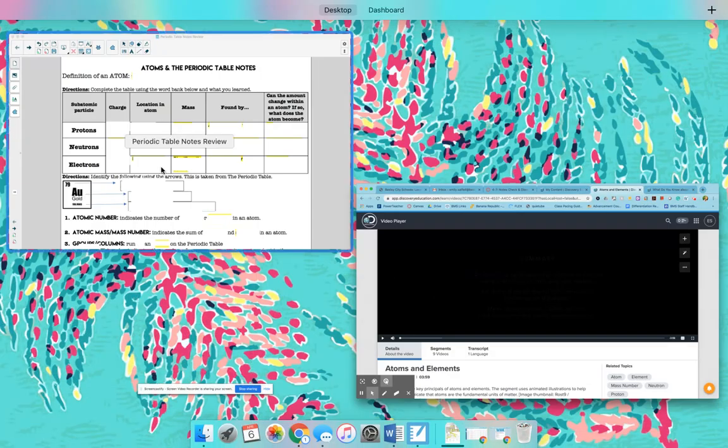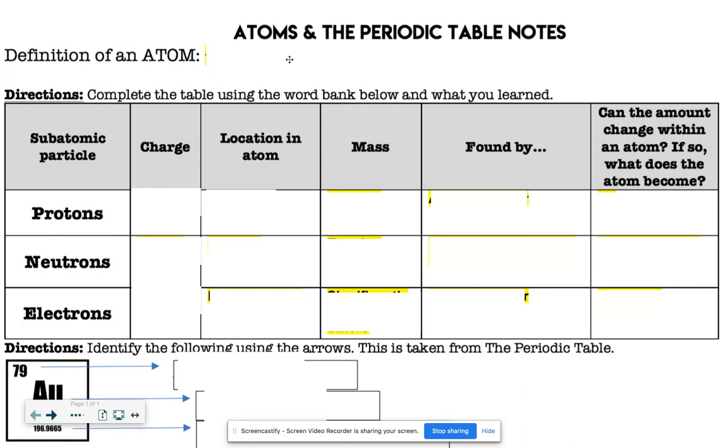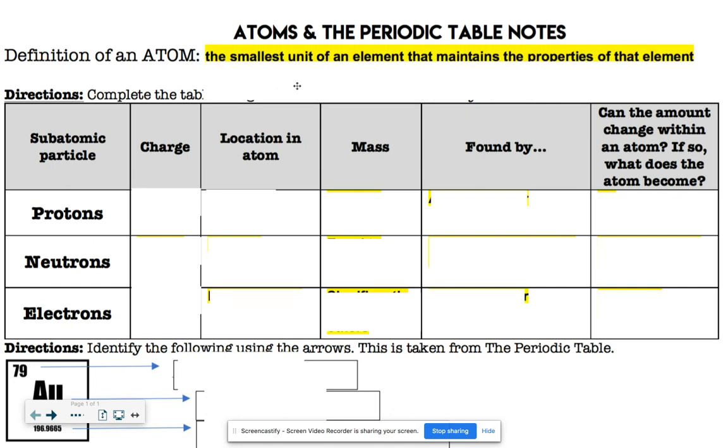All right, so based off of what you just learned, let's go ahead and look at these notes. So the definition of atom is basically anything that is matter, but it's the smallest part of matter. So the smallest unit of an element that maintains the properties of that element. So yes, electrons are smaller than an atom, but electrons themselves don't have any properties. In order for them to have properties, they have to be combined with neutrons and protons.